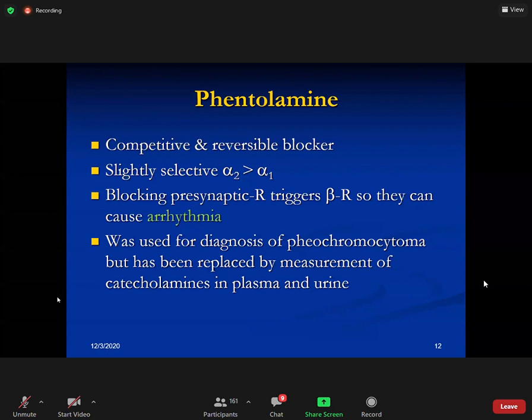Now, this is what I added. Last year I was not adding it. I was comparing phentolamine and phenoxybenzamine. Phenoxybenzamine is widely used. Yesterday I checked up to date. This one I just put out for you so that you understand why I give it to you. It was used for diagnosis of pheochromocytoma. It was used, okay? But now, do you know what pheochromocytoma means? What is it?